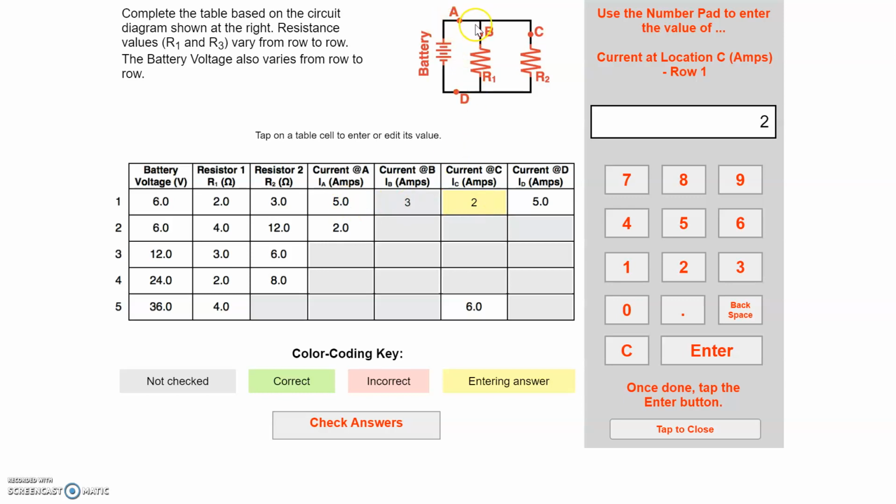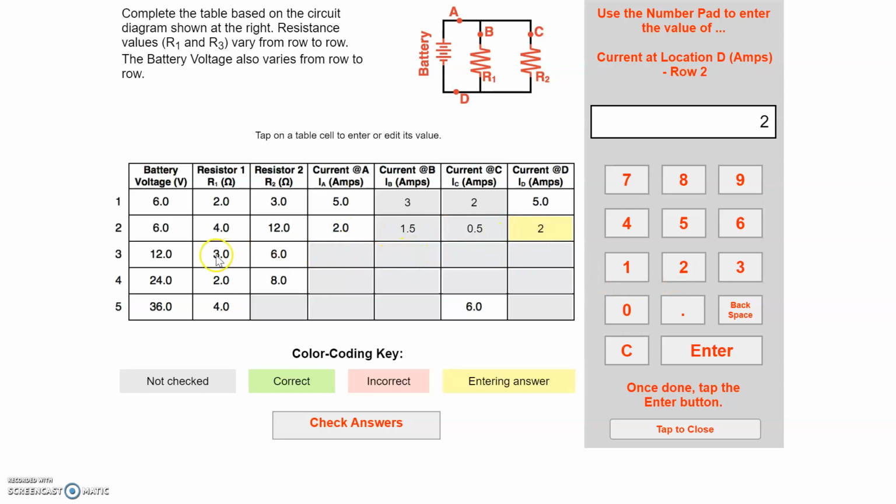The total current going into a node has to equal the total current leaving the node. So 5 comes in, it splits into 3 and 2, and then those two combine again to make D at the end. Okay, now let's say that resistor 1 is 4. 6 divided by 4 gives you a current of 1.5 amps. That's for B. Now for C, you've got a little bit higher resistor, so it's 6 divided by 12. That's 0.5. 1.5 plus 0.5 gives you 2, and A and D are the same.